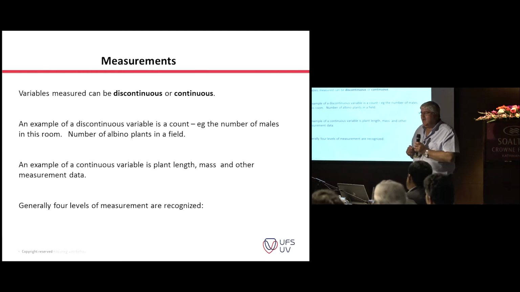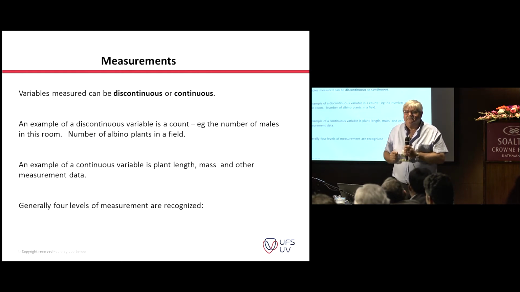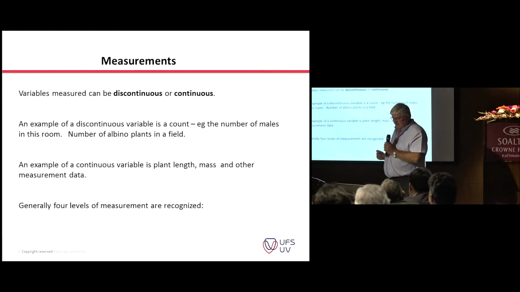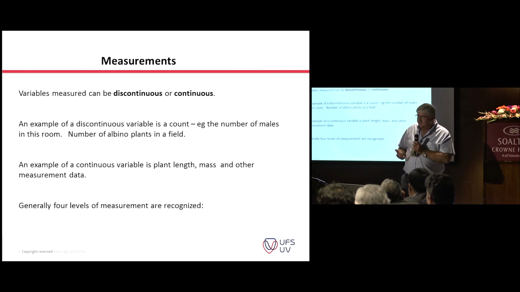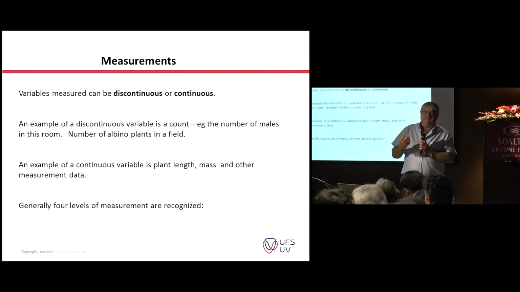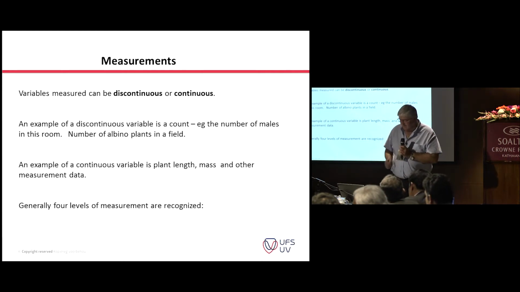Right. When I measure the lengths of people in this room, it is a continuous variable. You can be 6 foot, you can be 6'1", you can be 6'2", whatever the case may be. You can be 6 foot 1.758 inches, right? It's continuous. Theoretically, you can have an infinite number of decimals to make it continuous. So something like plant length is a continuous variable. Plant mass is a continuous variable. But the number of albino plants in a field is discontinuous. Now that will become important later.